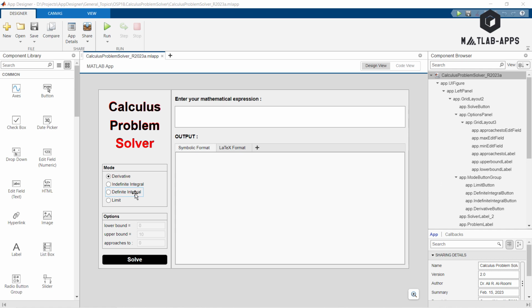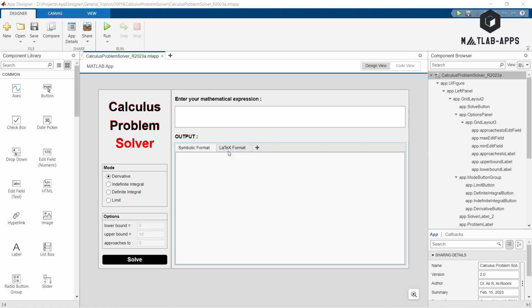The application is designed in a way that gives the user the ability to define any mathematical equation. From here, the user can enter his or her mathematical equation that needs to be solved by this application. Once the solve button, which is this button, is pressed, the app will directly provide the final answer here in both formats, symbolic format and LaTeX format.